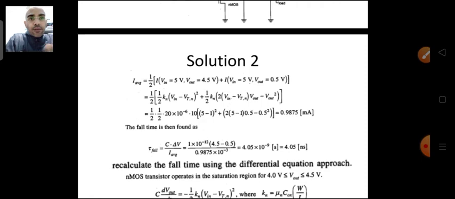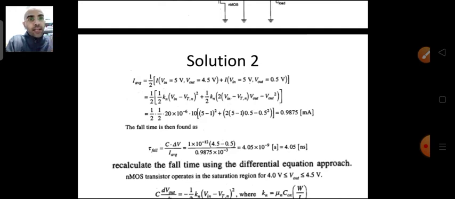Which two currents? When the input becomes 5 volt and the output is 4.5 volt, which is 90% of the steady state value of the output. And the other value of the current which you have to take in the average is when the input remains 5 volt but the output becomes 0.5 volt. So the output is transiting from 4.5 volts to 0.5 volt when the input is at 5 volts. I hope this is clear to you.